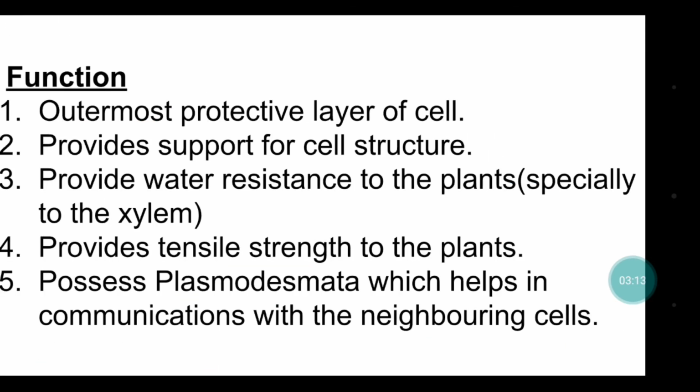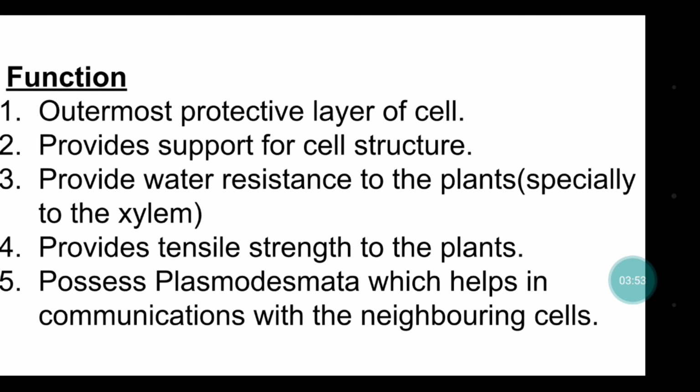Now the functions. Okay, you might have understood all the concepts of the cell wall and why a plant needs it. Its function is mainly to provide a protective layer to the cell. It provides support for cell structure, and provides water resistance to the plant, especially to the xylem. Why? Xylem is the conducting tissue. It draws water from the ground and supplies it to the aerial parts of the plant. It provides tensile strength to the plant.